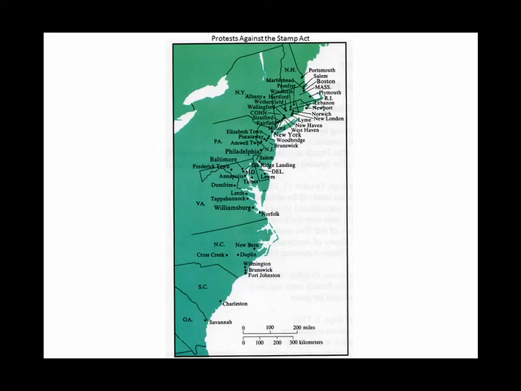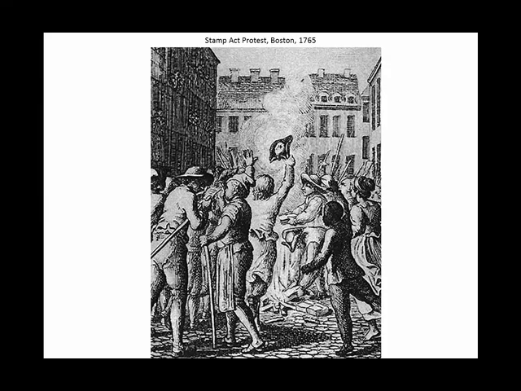Here are protests and riots against the Stamp Act, and now we can really see the 13 American colonies for the first time acting as a unit. None of them like the Stamp Act, and they're all agreed that the Stamp Act is a bad thing. So all up and down the East Coast, from Portsmouth, New Hampshire, all the way down to Savannah, Georgia, there are Stamp Act protests. And in Boston, where the Sons of Liberty were, they're particularly violent.